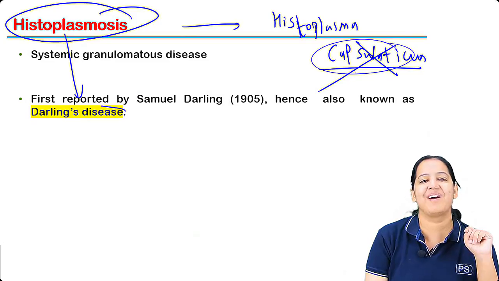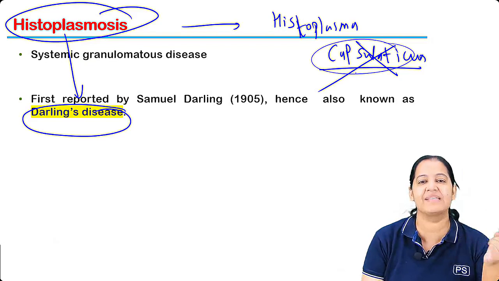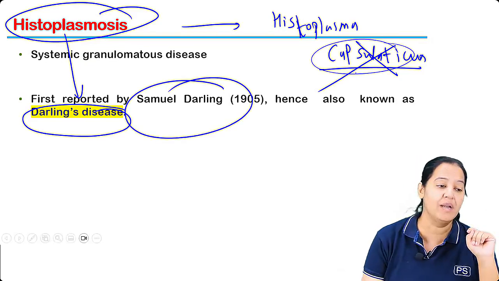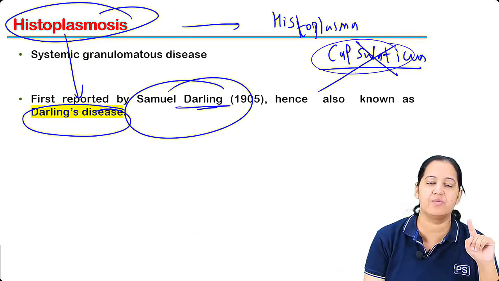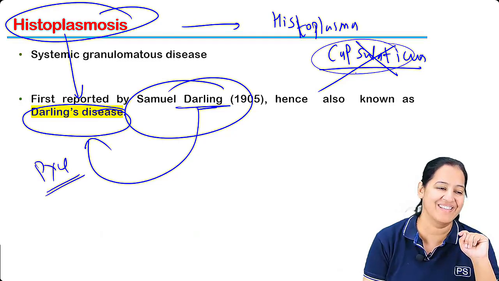Histoplasmosis is also known as Darling disease. Very beautiful name. Why Darling disease? Because it was discovered by a scientist. The name of the scientist is Samuel Darling. That's why, to honor the scientist, we named the disease Darling. So it's also a PYQ and FMG question. What is Darling disease? The answer is histoplasma.